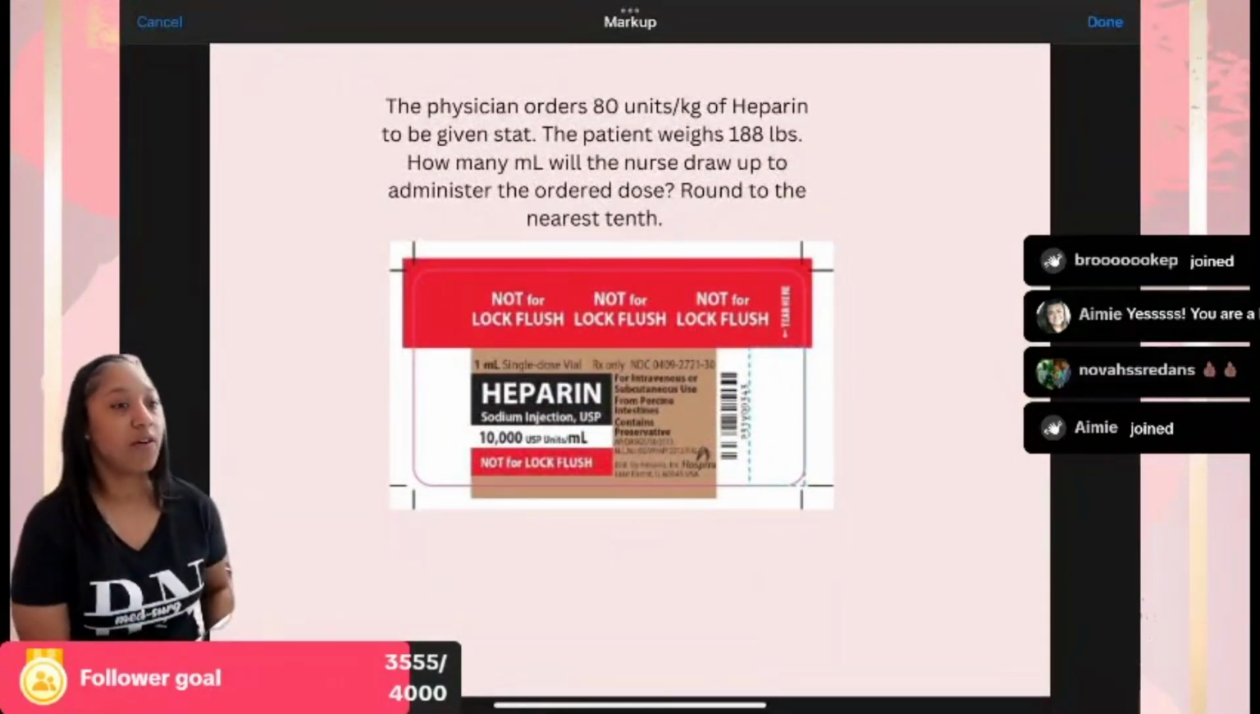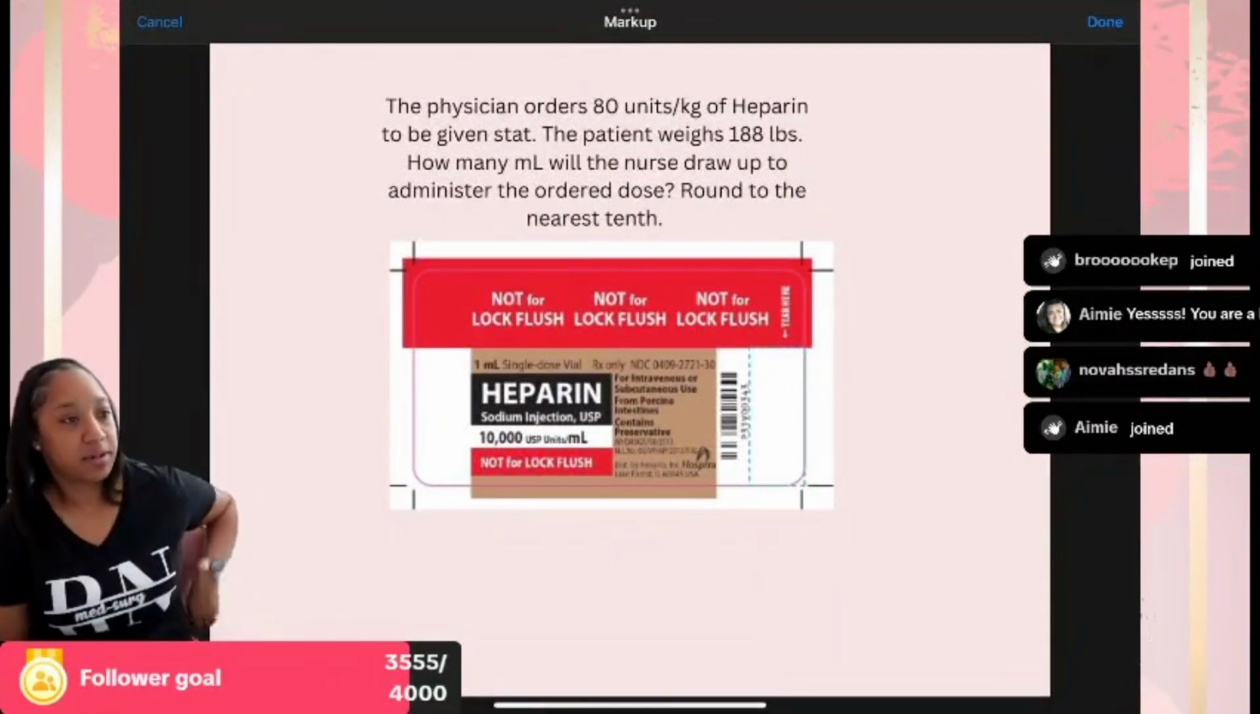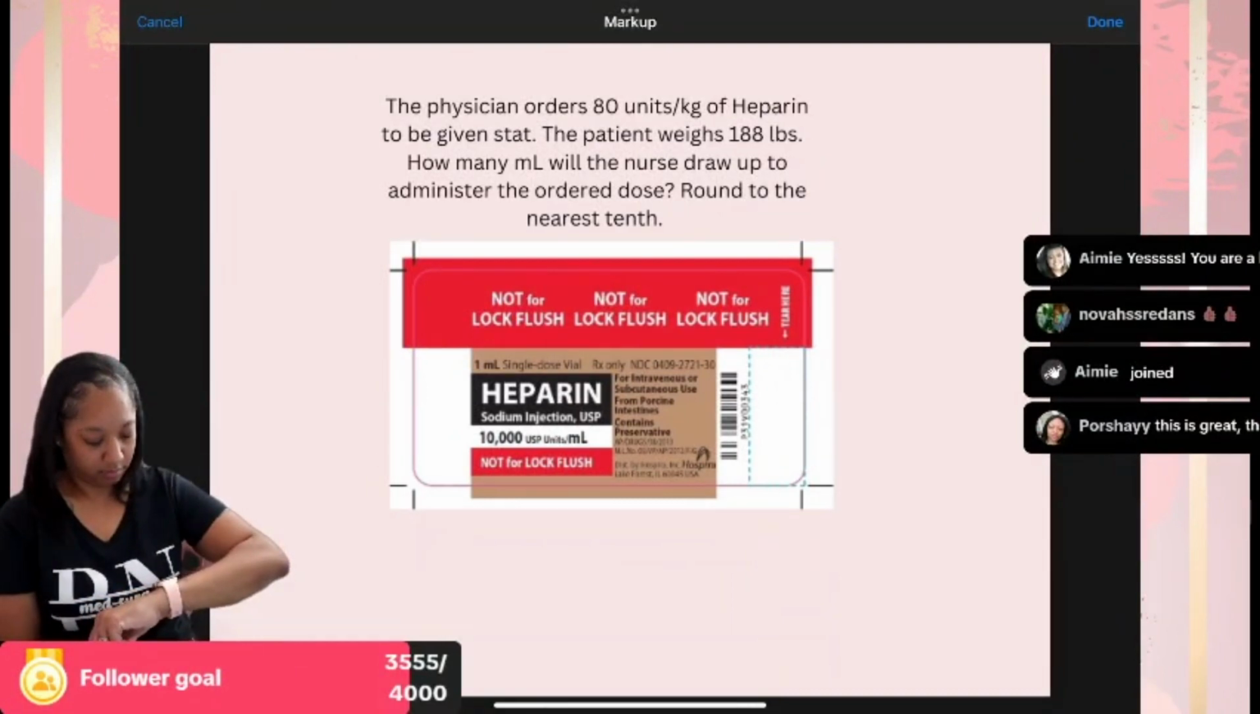Alrighty, so the order is 80 units per kilogram of, what is this?